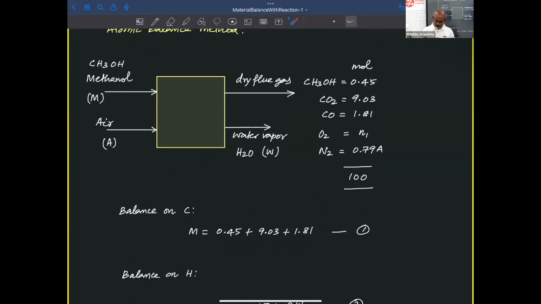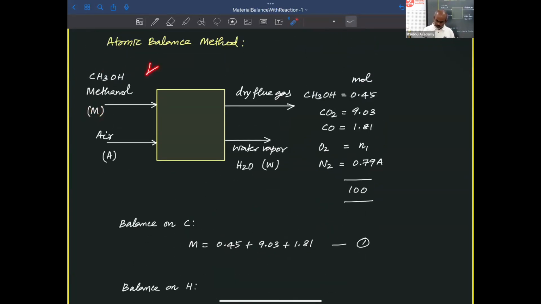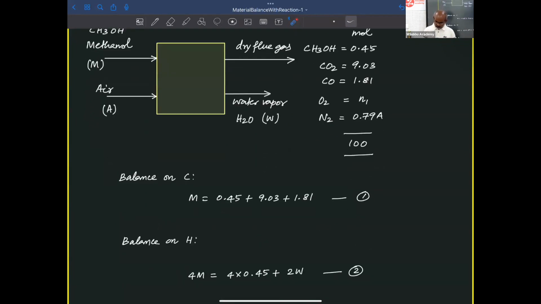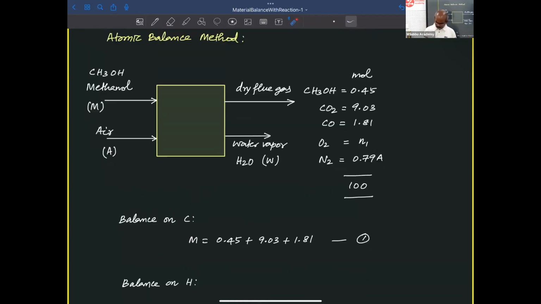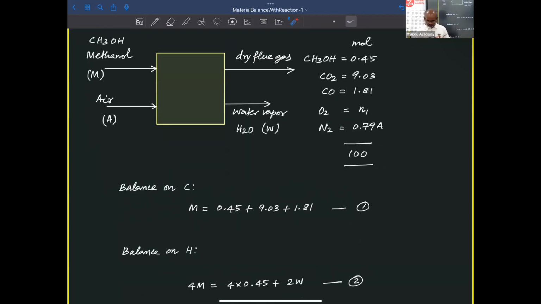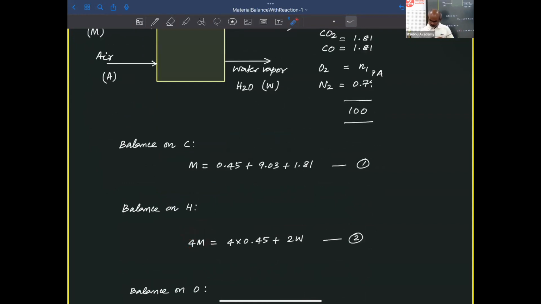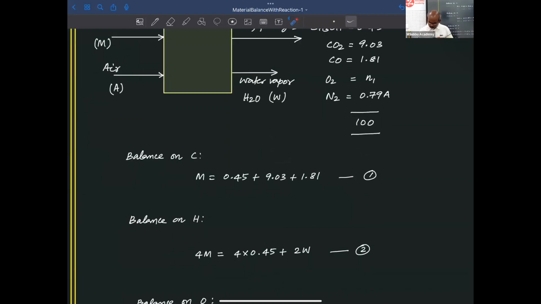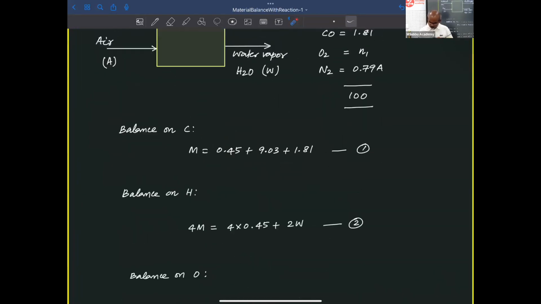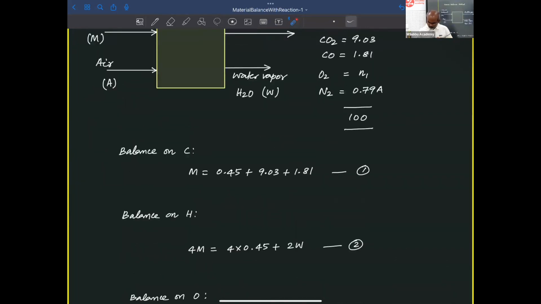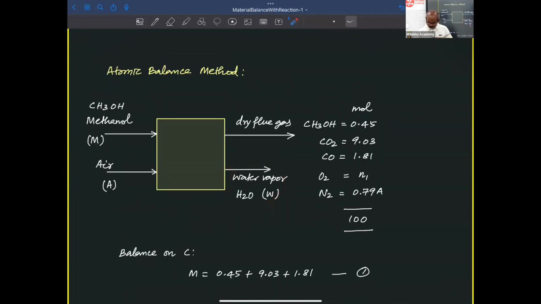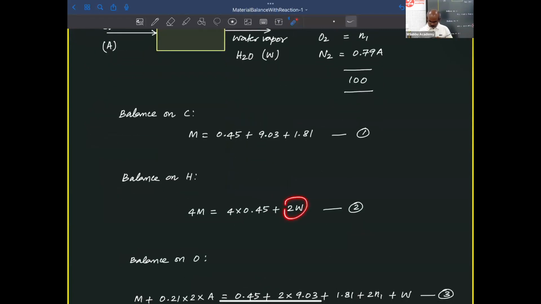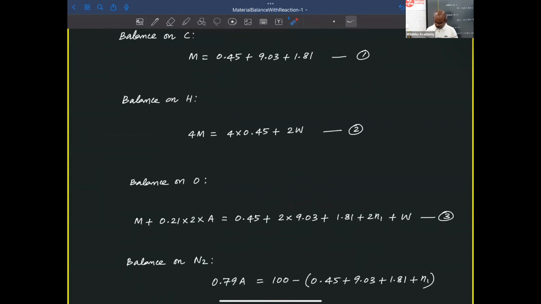In 1 mole of methanol, we have 4 atoms of H. So we have M methanol entering, and in that, 4 H is available, so 4 into M. And the product is going to have, here we have 4 H, with 0.45 moles, so 0.45 times 4, and in the water vapor, 1 W has 2 H, so that's why 2 W. In that way we have written the balance for H, and like that, balance on O.